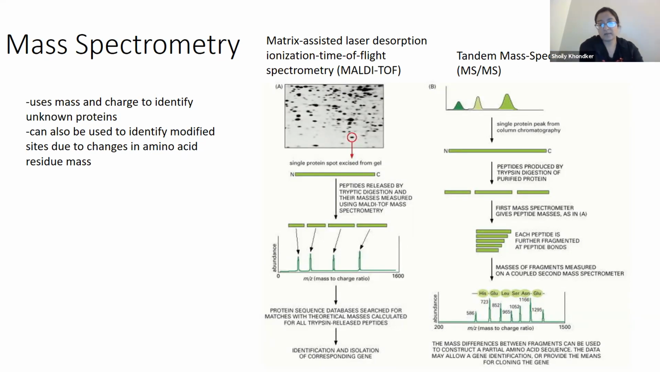In addition, the changes in mass that are associated with different post-translational modifications are also known, and these can be used to determine which sites have modifications on them. So that's basic MALDI-TOF and tandem mass spec. Are there any questions about that?